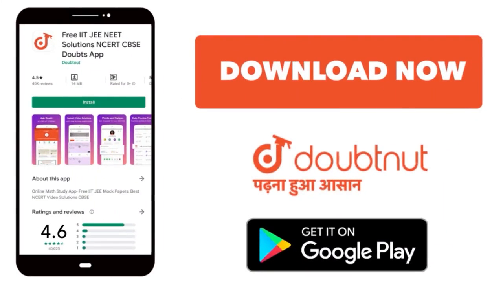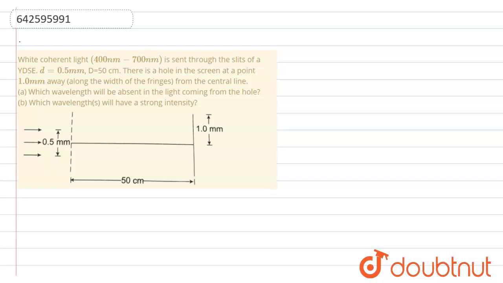In this problem, we are given that white coherent light, whose wavelength ranges between 400 nanometer to 700 nanometer, is sent through the slits of a Young's double slit experiment. Small d is given as 0.5 mm, and capital D is given as 50 centimeter.